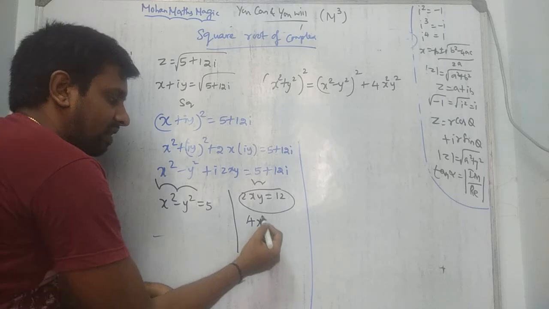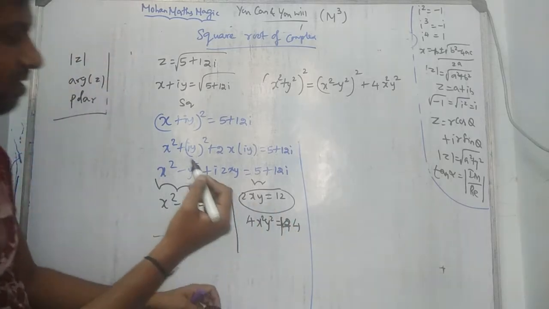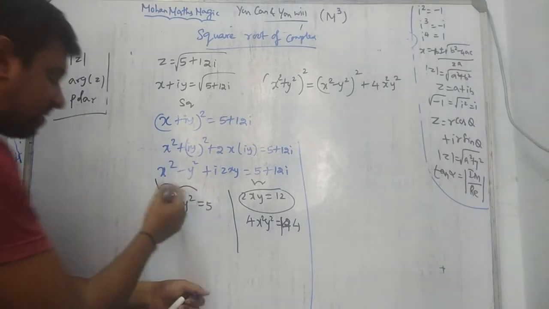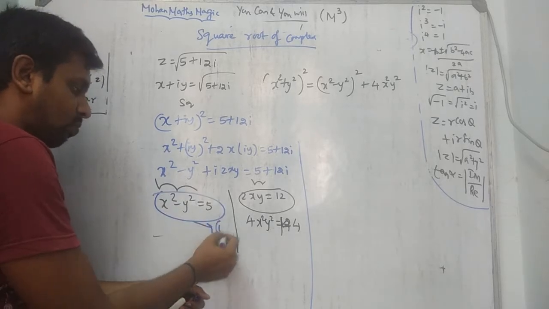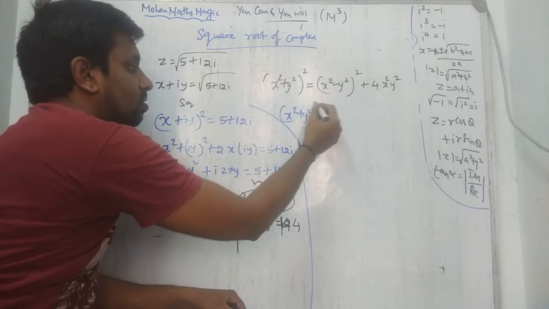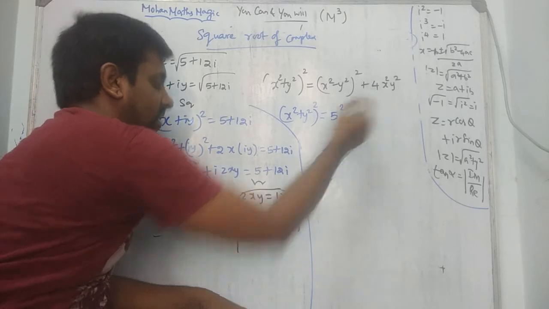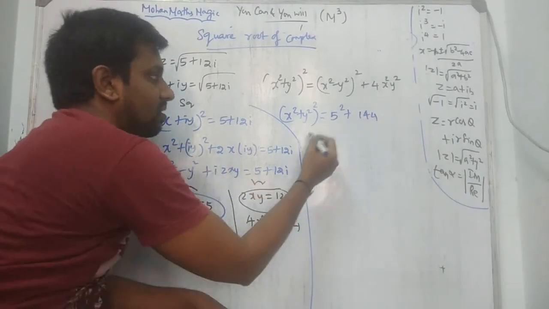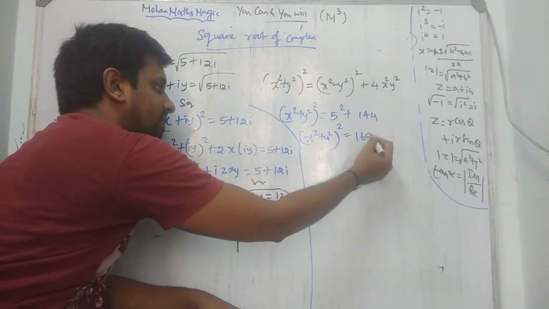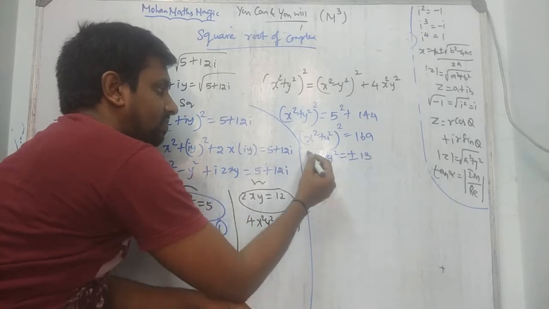Square on both sides. 4x square y square equal to 144. This is equation number 1. Now use the result: x square plus y square the whole square equals, in place of this one I can put 5 square, plus 4x square y square, which is 144. So x square plus y square the whole square is 144 plus 25, which is 169. Taking the square root, plus or minus 13.